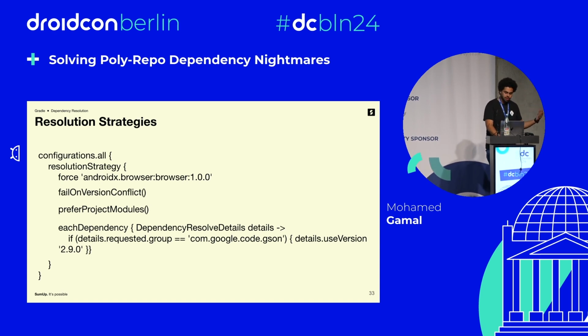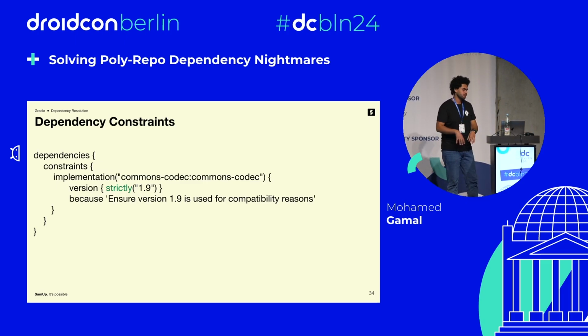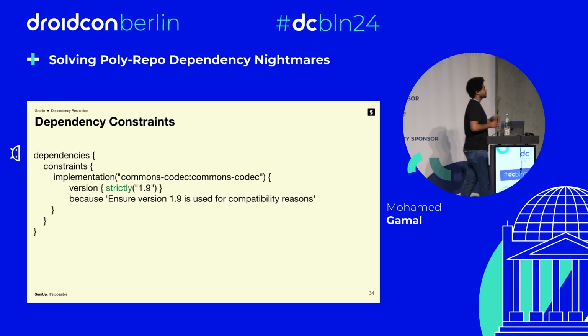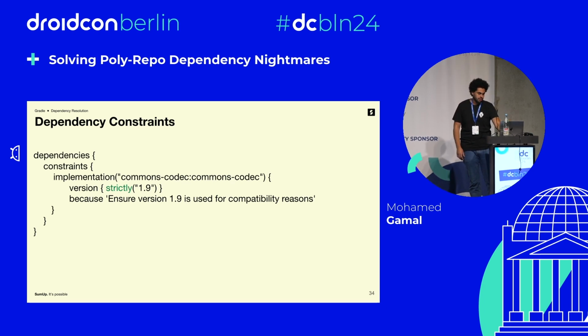Resolution strategies are not the only thing that you can do. There are also dependency constraints that you can apply to the dependency level itself. How? You can, for example, use strictly when you add your dependency. When you add, for example, strictly 1.9, it will always restrict the version to be 1.9 point whatever. Let's take this example. And we can add some reason like, okay, I want to use it for compatibility reasons.